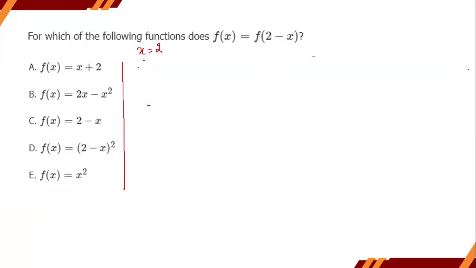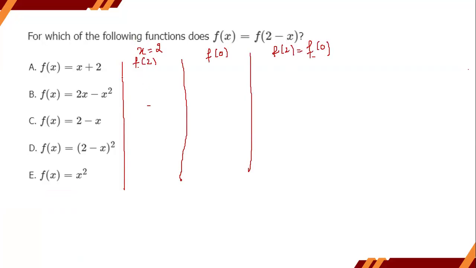So if we take x is equal to 2, that means we need to figure out f of 2 and 2 minus 2, that is f of 0, right? And then we need to figure out whether f of 2 is equal to f of 0. All right, let's do this. So x is to be replaced by 2. So 2 plus 2, this is 4. 0 plus 2. And these two are not equal, right? So we can eliminate answer choice A.